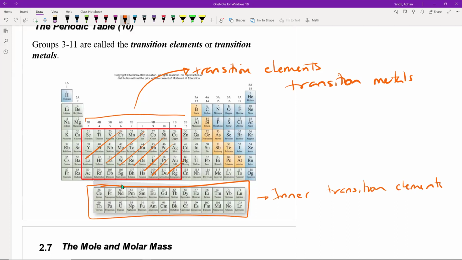And if you look at the atomic numbers associated here, in this first row of the inner transition elements, it goes from 58 cerium all the way over to 71 lutetium. And then the second row goes from 90 thorium all the way over to 103 lawrencium. And if you look at the transition elements, you see that it jumps from 57 lanthanum to 72 hafnium. So where's 58 to 71? Well, there it is, right here.